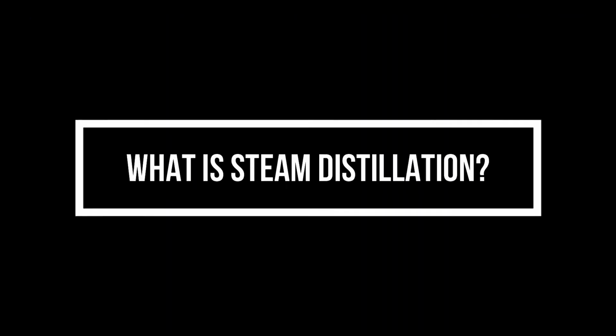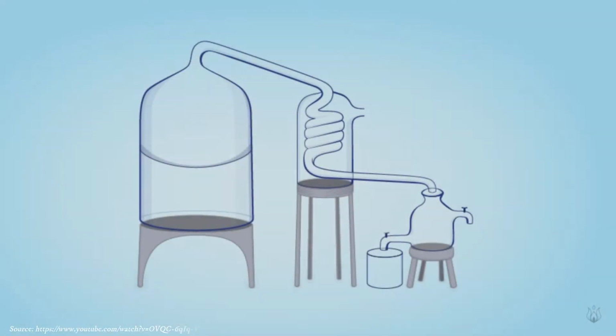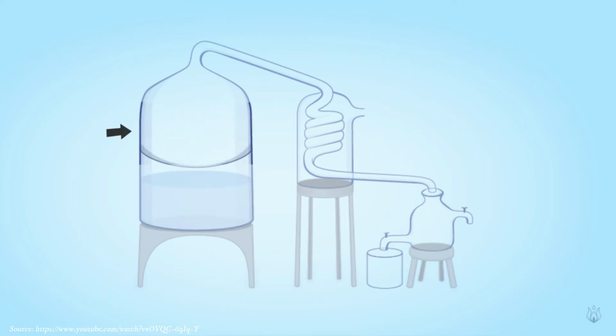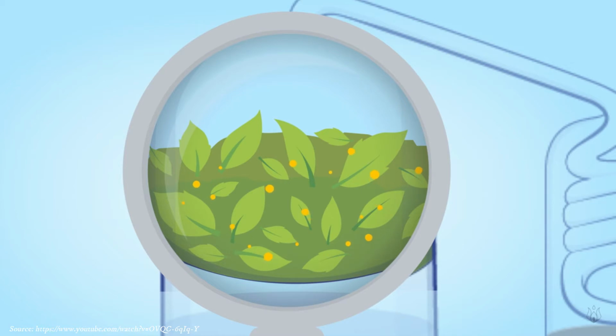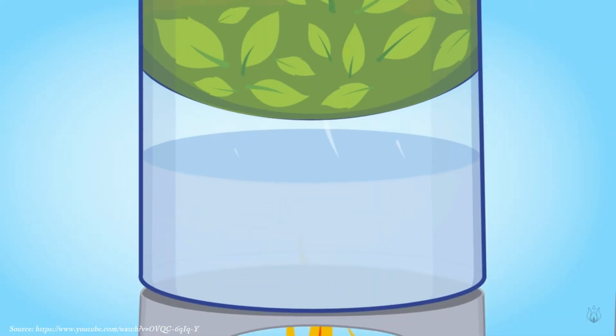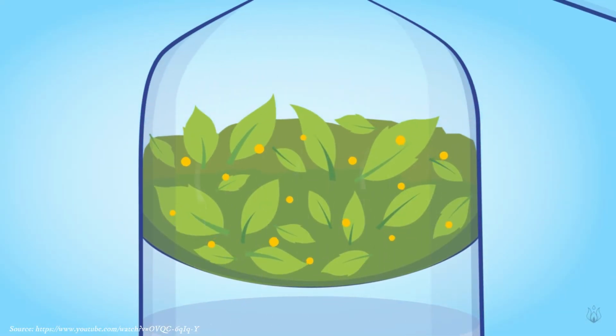What is steam distillation? Steam distillation is carried out by passing dry steam through the plant material, whereby the steam volatilizes the volatile compound, which condenses and is collected in receivers.